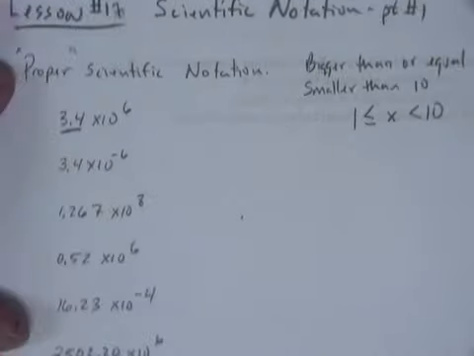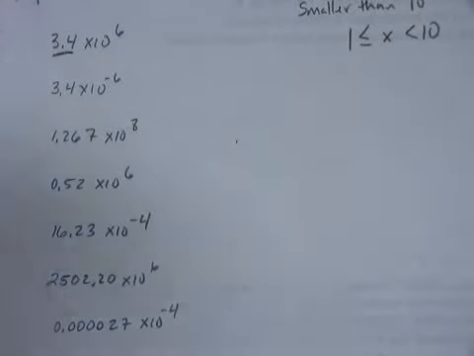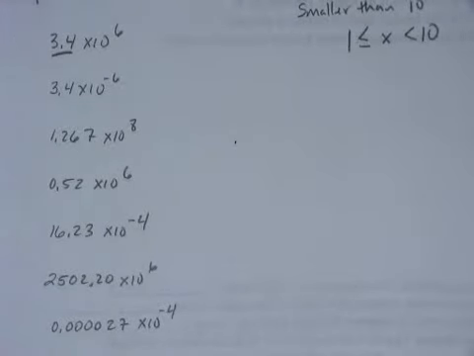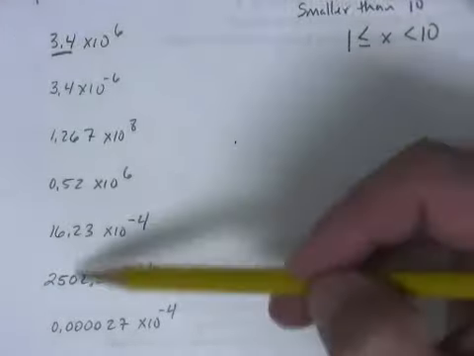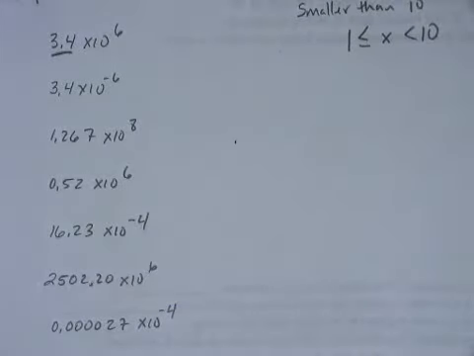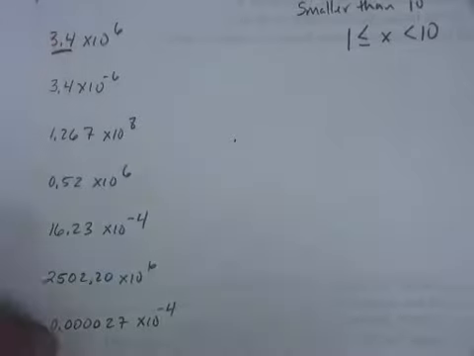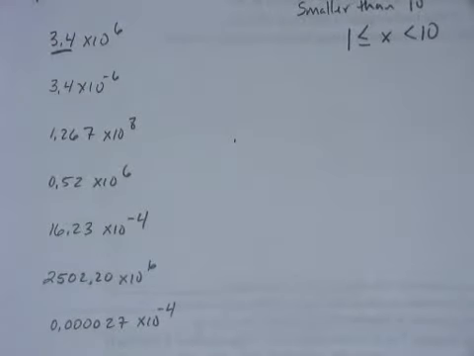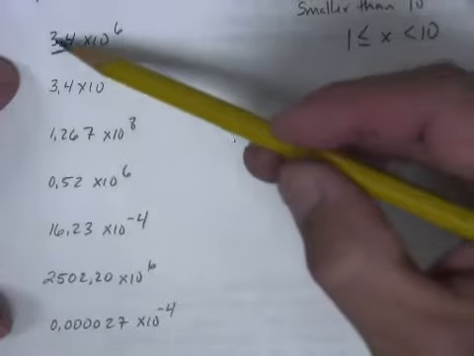So we're going to basically just go down this list of numbers that I have written here, and we're looking for numbers out in front that are smaller than 10 and greater than or equal to 1. That's what we're looking for. If it's not, we're going to basically take note of that. So let's look at what we've got here.